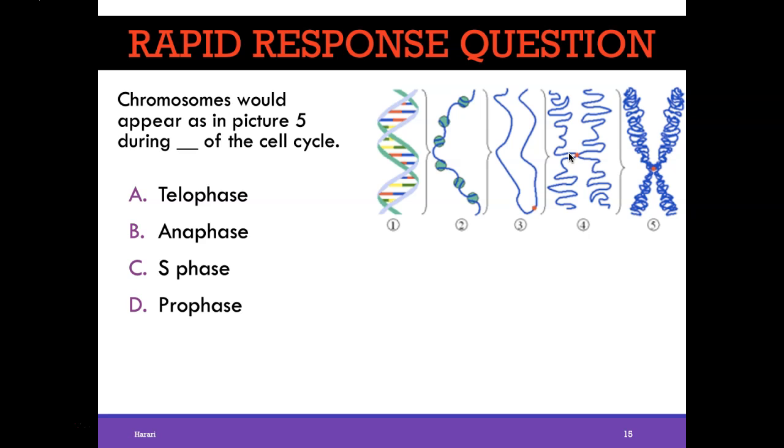Chromosomes would appear as in picture 5 during which phase of the cell cycle? And the answer is D, during prophase, where the chromosomes condense. And then in metaphase, they're going to meet in the middle of the cell. And by anaphase, these 2 halves will be pulled apart from each other. They won't be together.